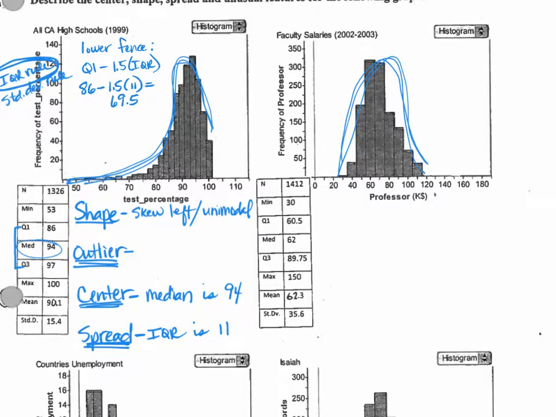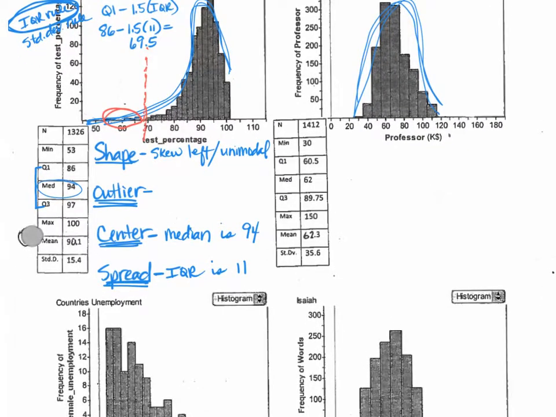So therefore, I can tell that I've got an outlier fence at 69.5 right here. So I can see I have some outliers there. So I can say then that I have several lower outliers below, and be specific, below 69.5. Okay, so do you see how we are specific?